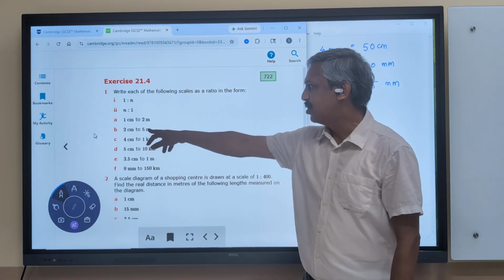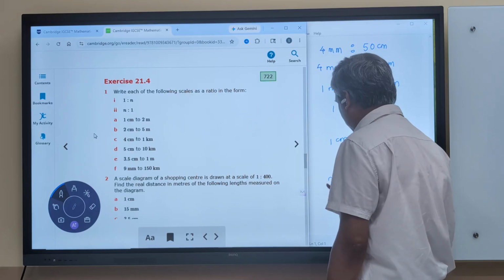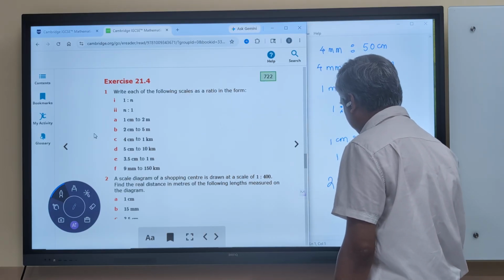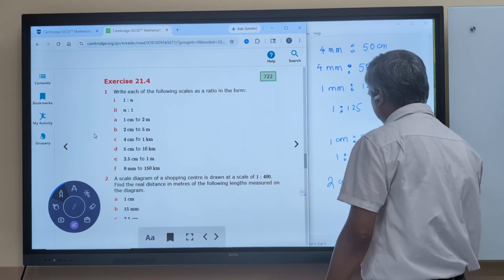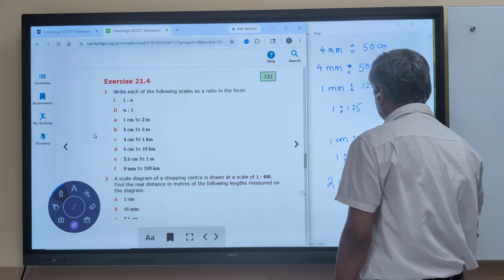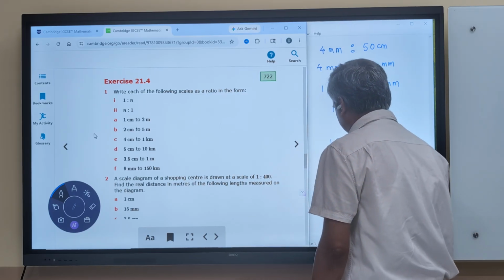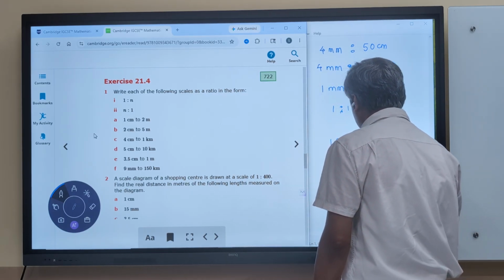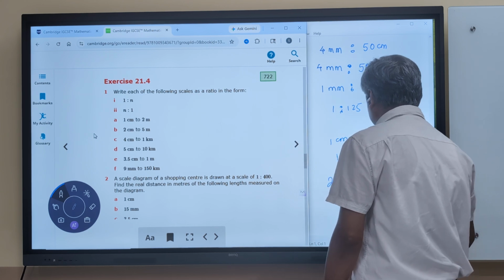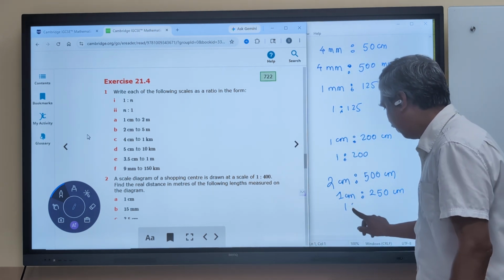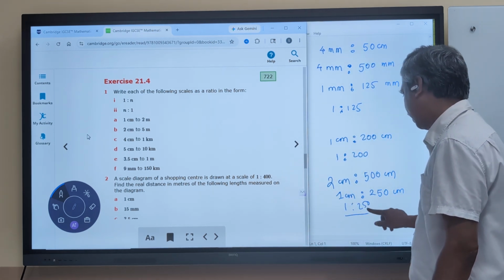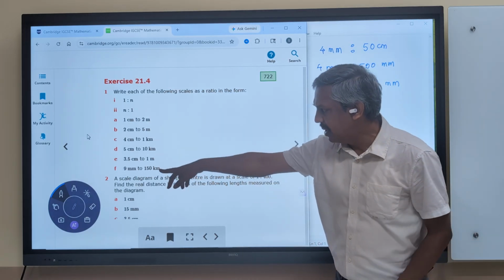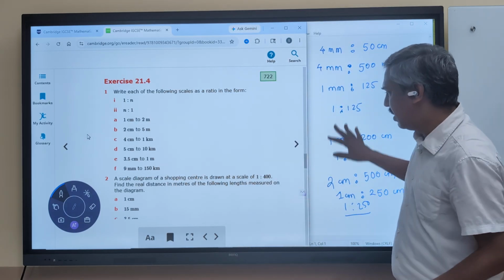2 centimeter is to 5 meter. 5 meter is 500 centimeter. So this is 1 centimeter is to 250 centimeter. And the ratio comes out to 1 is to 250. So all of them can be converted, just very simple.